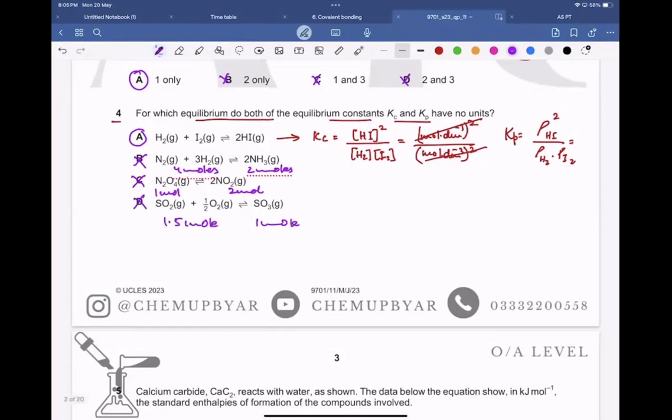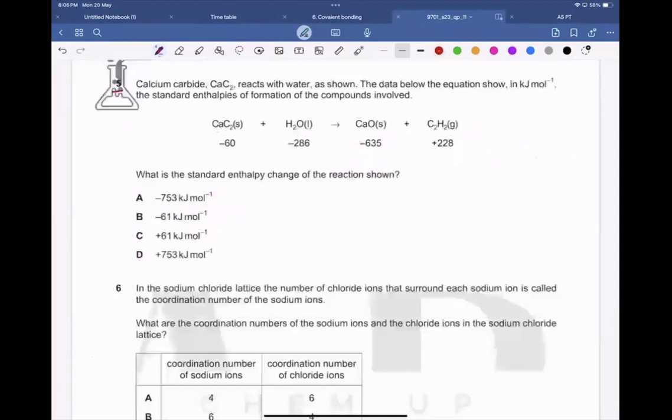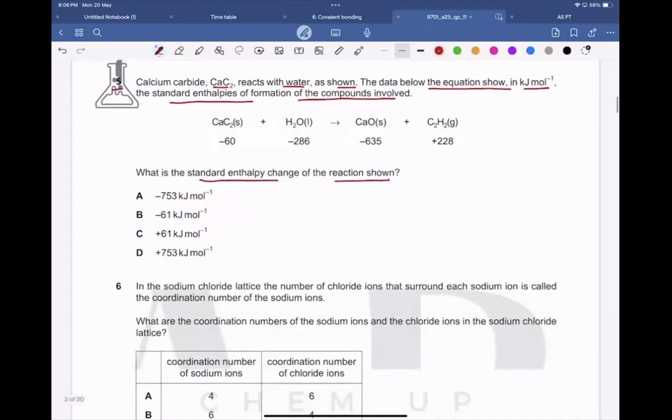Now, question number 5. Calcium carbide, CaC2, reacts with water as shown. The data below the equation shows, in kilojoules per mole, the standard enthalpies of formation of the compounds involved. What is the standard enthalpy change of the reaction shown? They have given you the enthalpy changes of formation of these compounds, and they are asking you to find the enthalpy change of this reaction, which means x.